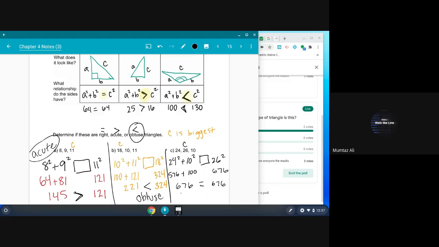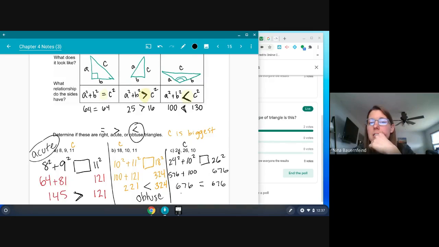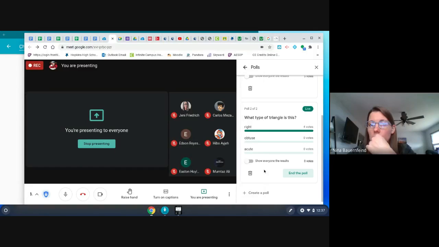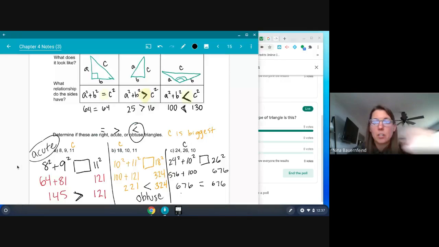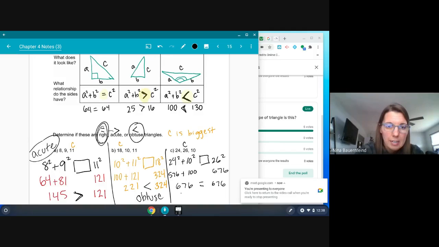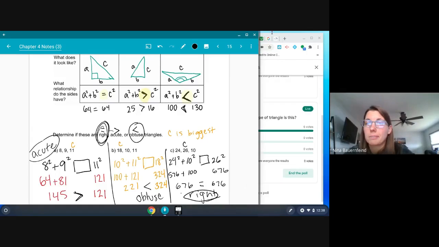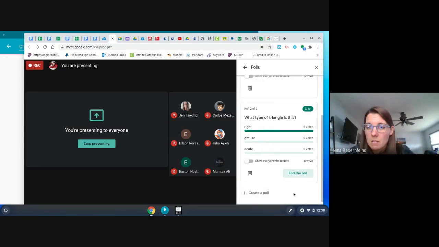What triangle? These 3 numbers represent the sides of a triangle. So we're trying to decide what kind of triangle it would be if we were to draw that. So it would be a right triangle. The reason it's a right triangle is because the 2 sides were equal. So we have a right triangle. Okay? All right.